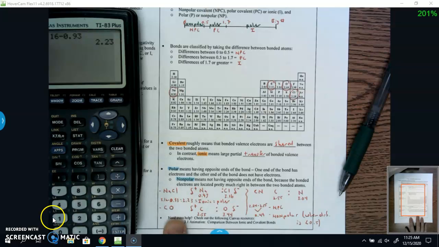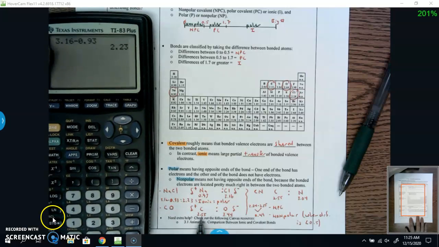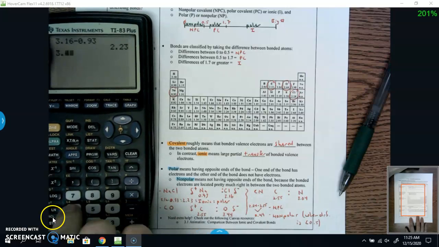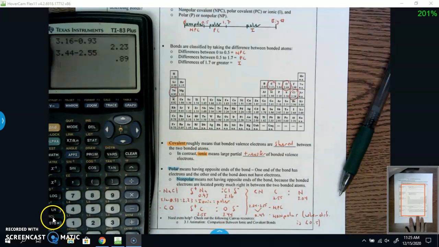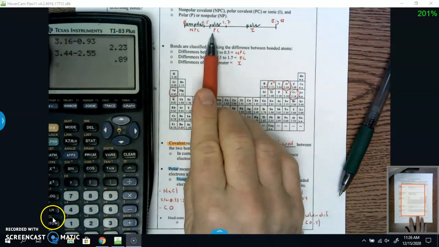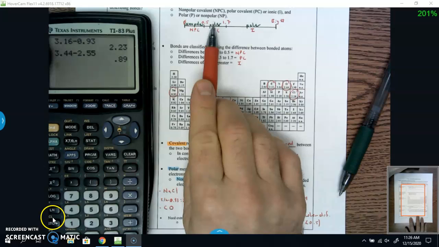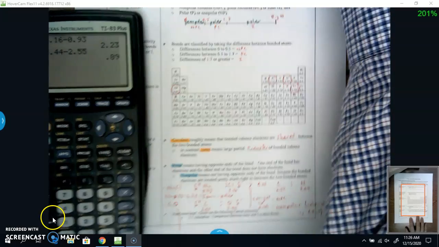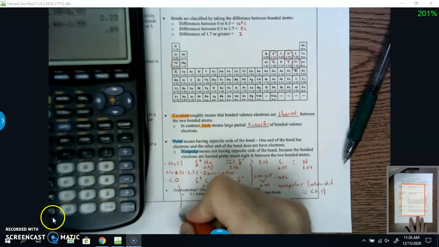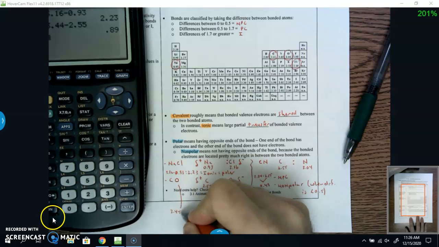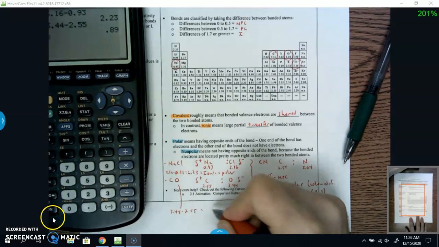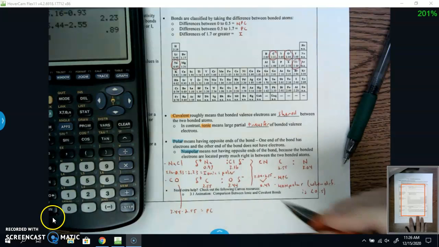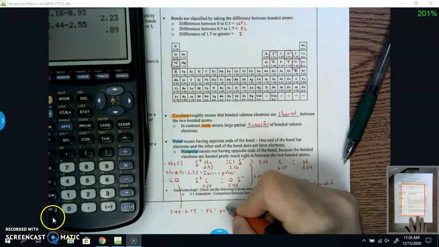Same type of analysis down here for the carbon-oxygen example. We take the difference between 3.44 minus 2.55. The difference comes out to 0.89. 0.89 is in this category, so we would classify this as a polar covalent bond, which is an example of a polar bond. So I'm going to go down here for this one. We've got 3.44 minus 2.55. That equals a polar bond, polar covalent bond, which is a polar bond.